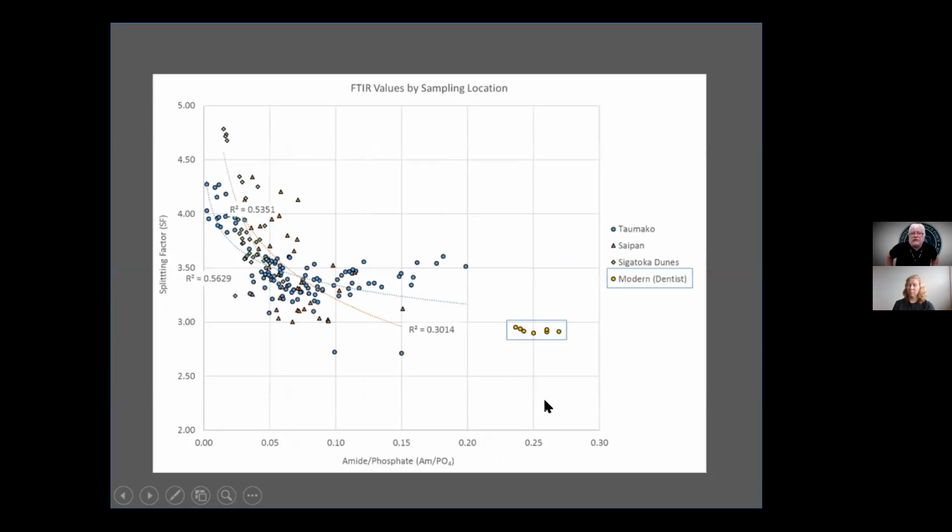Now, this is the interesting graph here, because this shows you what the preservation looks like in these materials by different classes of materials. And so this box here is modern samples.